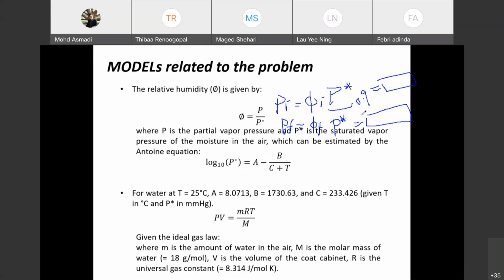Okay, PI 2842, 0.11. Okay, and then P2 is 0.11 Pascal. Okay. How about PF? PF is 15. Yes, 15.